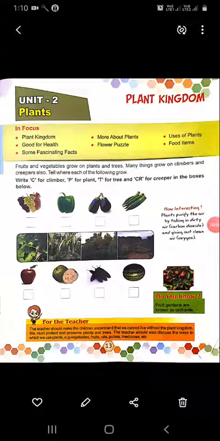This class is for class 3 students, and this is the next part of chapter 2. That means the second part of this chapter. In the first part I already discussed from page number 13 to page number 15. Today we are going to discuss from page number 16. So let's start.